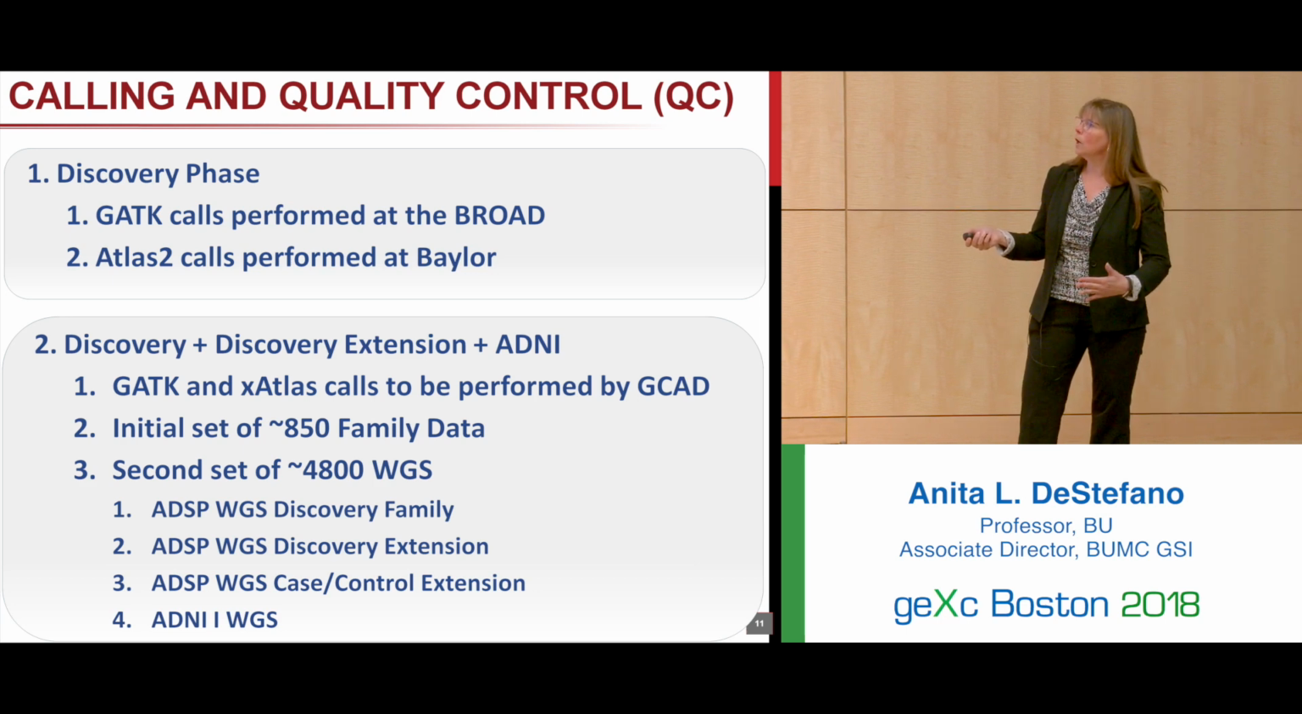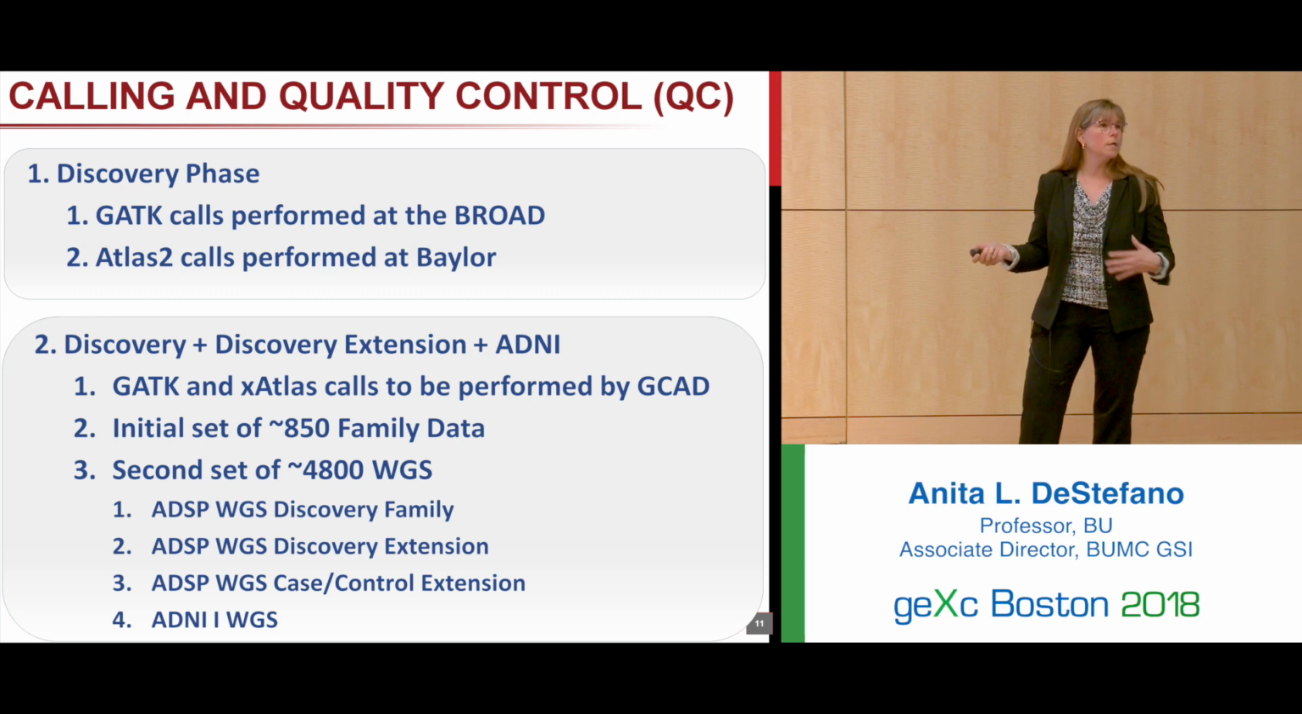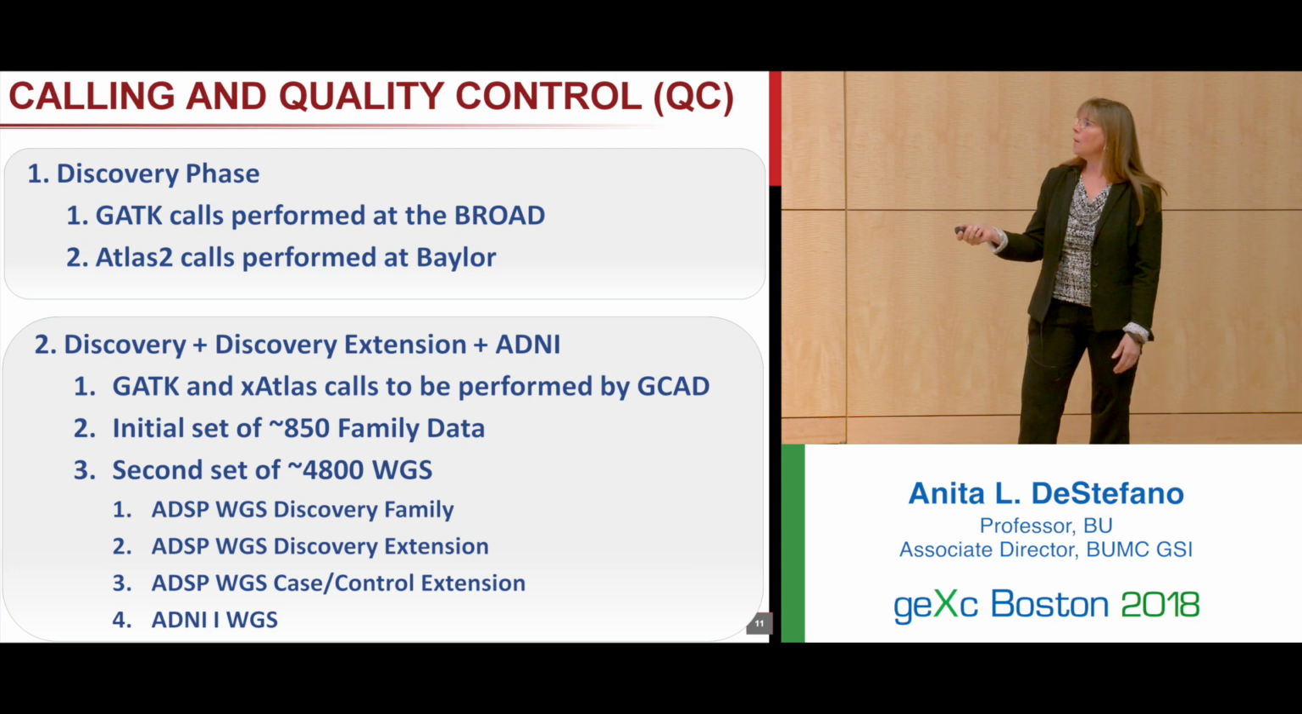So when I go into detail, I'll talk a little bit about what we did in the discovery phase, which was kind of our first try at QC of these data. And then as we're moving forward, we have already done some calling and QC of this first set of family data, which was the discovery and the discovery extension, just the family data. And then we'll talk about our plans for this set of roughly 5,000 whole genomes, which is ongoing.